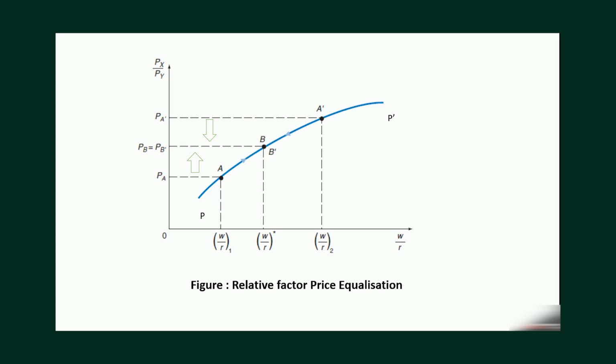We can understand this with the help of a diagram. In the previous module, we discussed that there is a positive relationship between price ratios and the wage rental ratios.